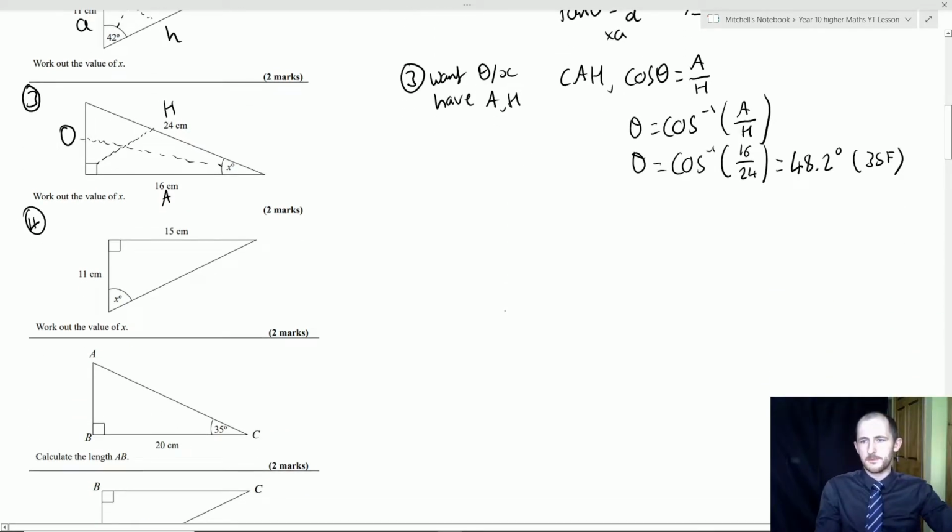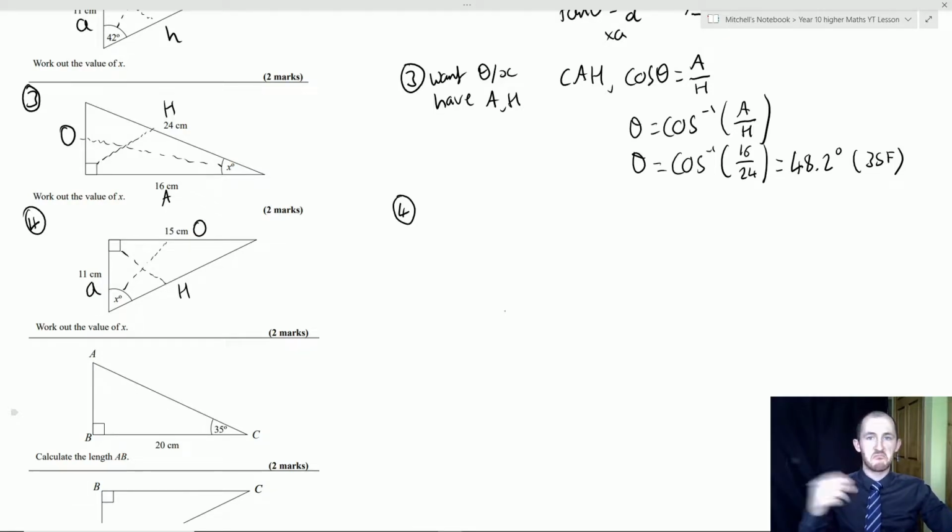Going on to question 4. Once again, we start by labelling the sides. Opposite the angle we want or are given is going to be your opposite. Opposite the right angle is going to be the hypotenuse. And then the last side is going to be your adjacent. Okay? That's it.